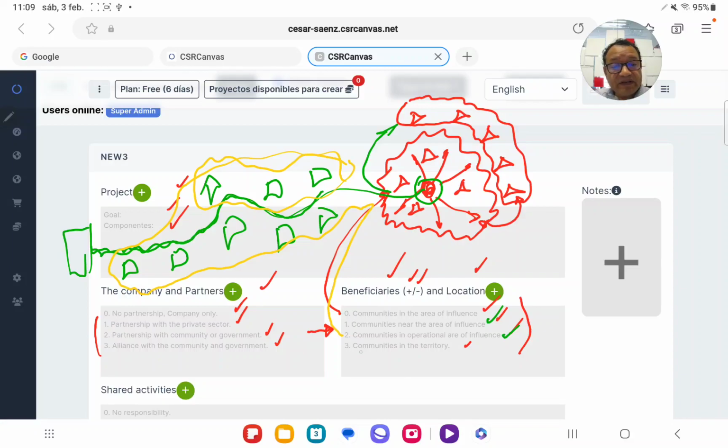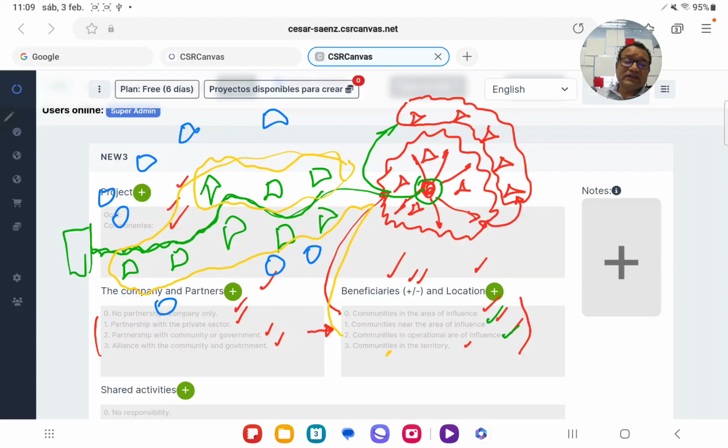Then we have the last one, the communities in the territories. In this case, the communities are located far away from the operational area of influence, and they can also receive benefits from the company. It depends on the social responsibility project.